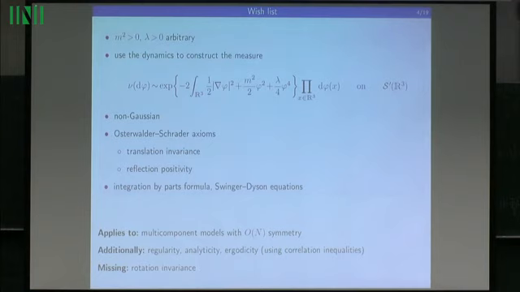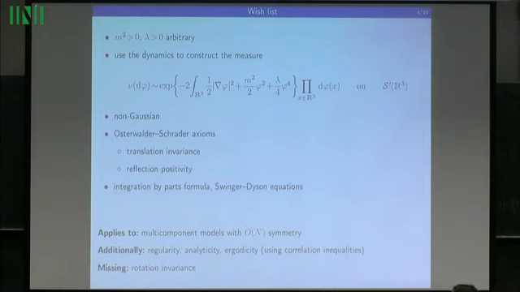We will also prove that the measure is non-Gaussian, and we are also interested in the axioms. Because, well, the equation would give us maybe some measure, but to have a meaningful limit, we want to verify the physical properties. So in particular, we will show translation invariance and reflection positivity, and then certain integration by parts formula, which allows us to write the hierarchy of the Schwinger-Dyson equations.